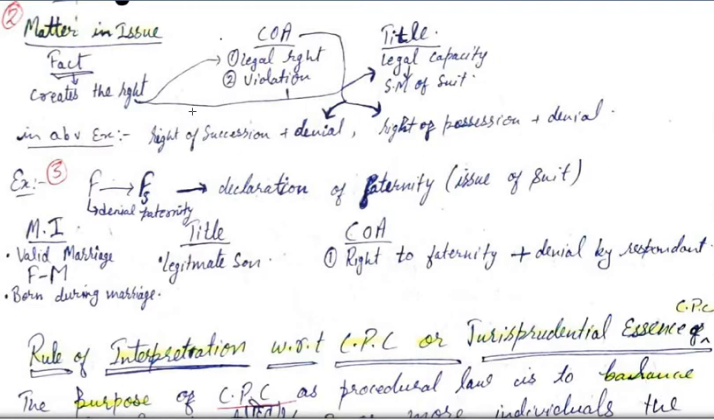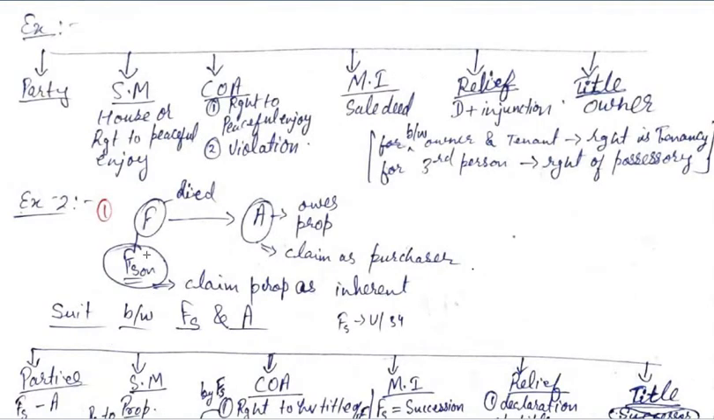For example, of the previous lecture's example, this F, A and Fs. Now Fs files a suit against A. Fs has filed a suit against A. Let's talk about the things related to Fs. आप A के लिए भी बात कर सकते हैं.